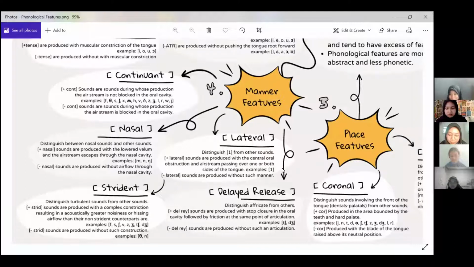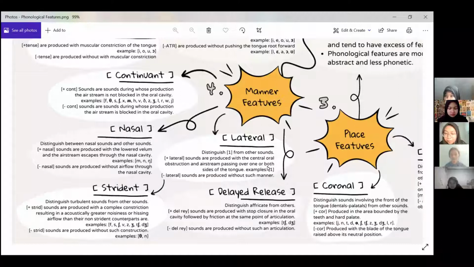When you try the sound L, you can let your tongue stop in the middle and the airstream will pass over two sides of your tongue. And if you let your tongue stick to one side of your mouth, you will make the airstream pass only one side of the tongue. While negative lateral is for sounds without such a manner, like p and the others, they are not part of lateral.